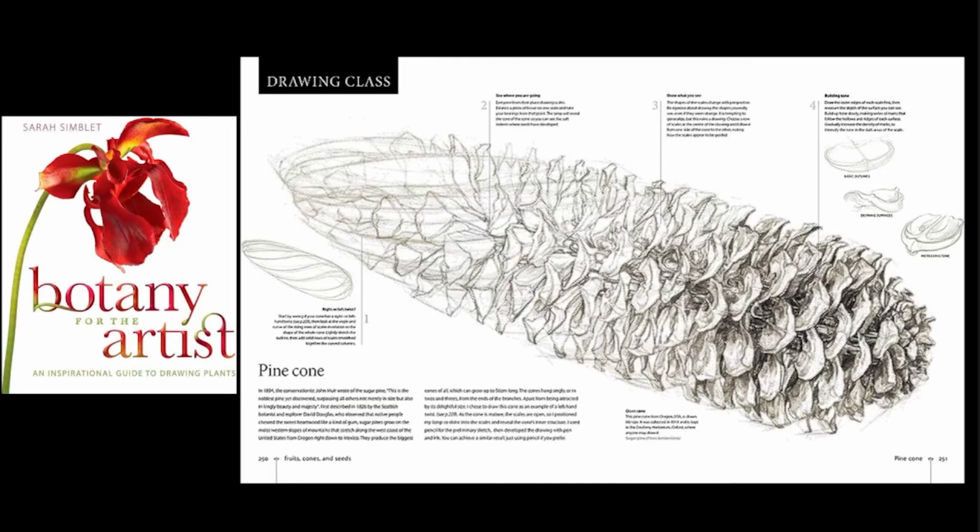I love this book by Sarah Simblett. Here is one of the best examples of this, how your eye is going in this direction because of the texture density, the value density. It's really guiding your eye. So you're defining that this is the most important part.